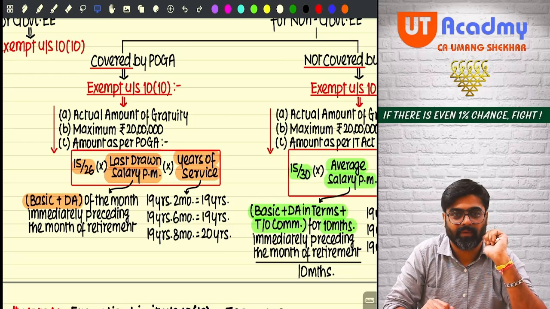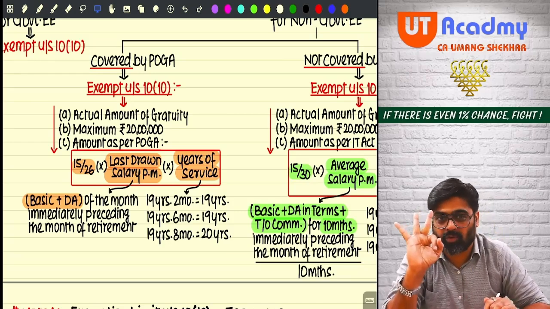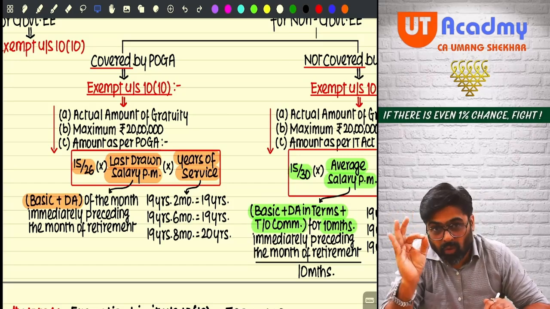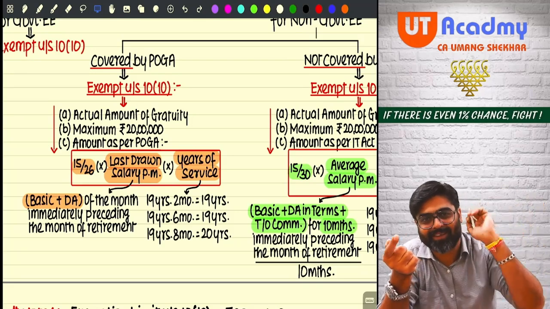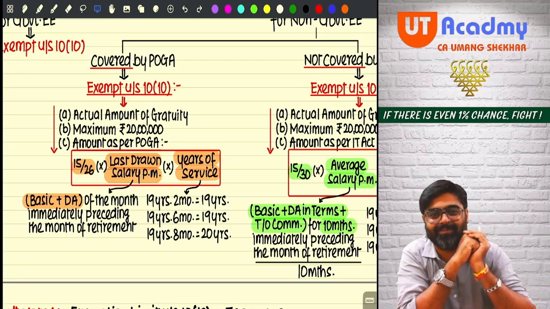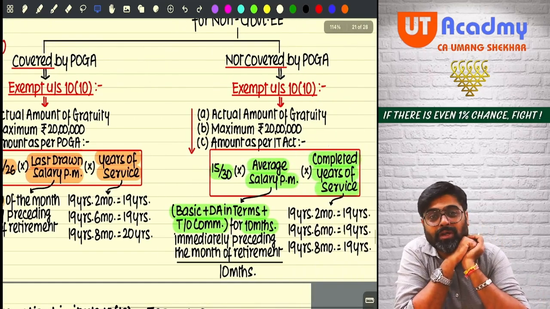Gratuity. Limit prescribed under POGA. So these three amounts you are supposed to calculate. Lowest of these three amounts, no, will be the amount exempt out of your gratuity, and the balance gratuity will be taxable. Got it? Now under not covered by POGA.